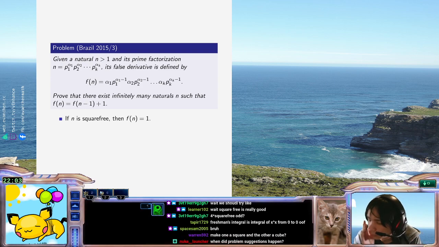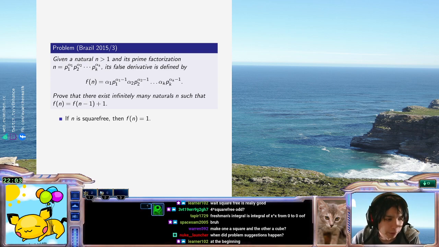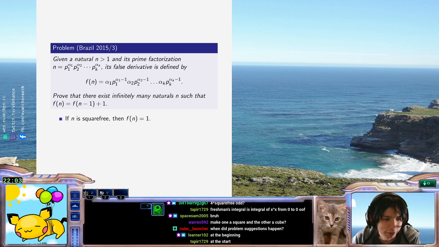So I feel like maybe all I need to do is find... let me think this through. Can someone give me a single example of n? Problem suggestions happened at the start of the stream, and then we wasted 2 hours on just puzzles. Oh my god.